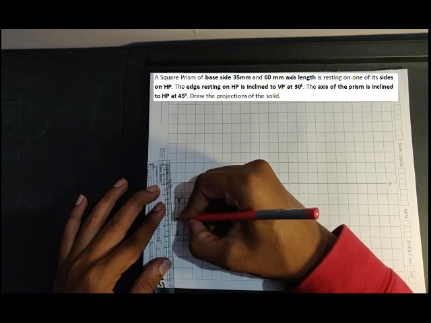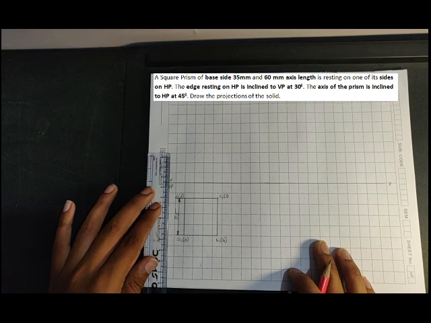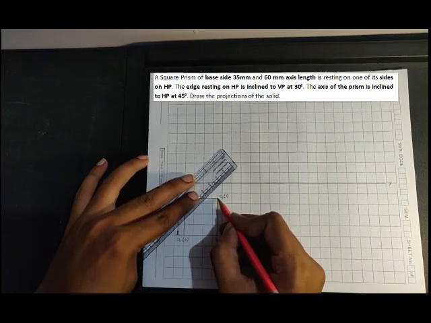So I'm going to write it as 35. Okay, so now I have obtained the top view here. Now I need to draw the front view. Before doing that, let me find out the center of this prism, which is using a projection line.